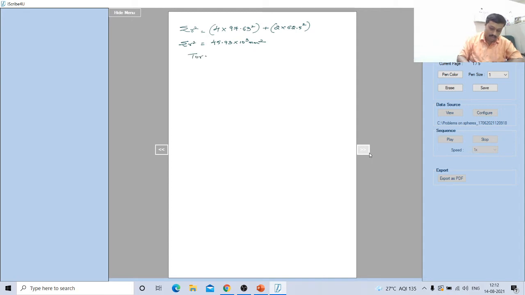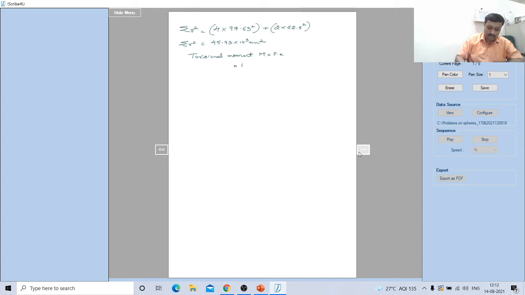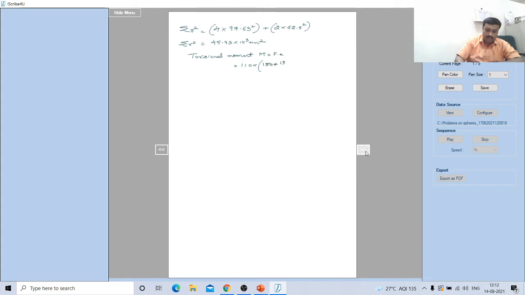Okay, then the torsional moment. M is equal to P into E. Look at this figure. So the force is 110. I have to calculate E. Some torsional moment will be created here. So M is equal to 110 into E. Look here. From here to here it is 150. From here to here it is 125 divided by 2. Correct. So your E value will be 150 plus 125 divided by 2, nothing but 225, divided by 1000. So it is 23.375 kilonewton meter. Got it. Then calculate the load due to torsional moment.